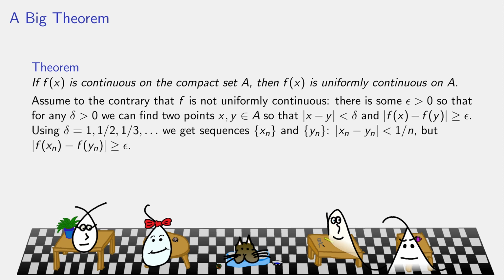So if that works for any delta, let's use the sequence we use a bunch, 1 over n. So for each choice of delta equals 1 over n, there exist points xn and yn in the domain which are delta close in the domain, but f of them is epsilon apart in the range. Now xn and yn are both drawn from the compact set A, but otherwise I really don't know what they're doing. But they are both bounded.